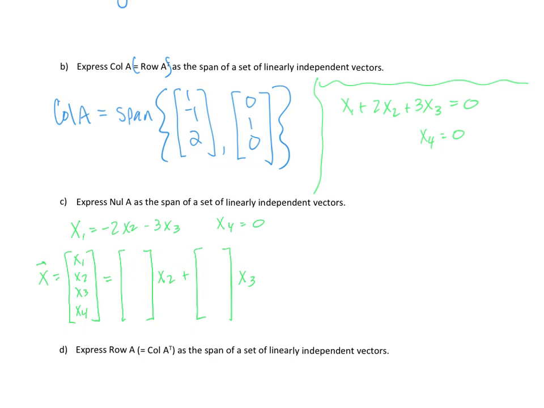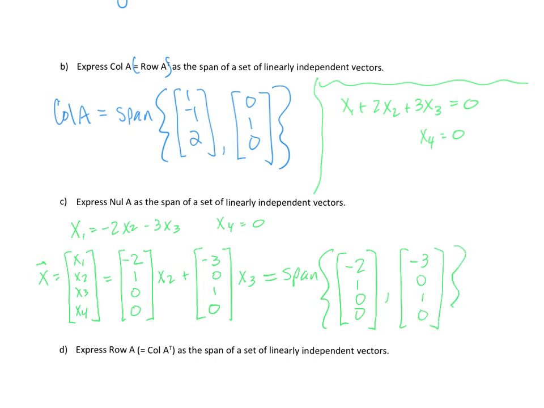Okay, x1 is negative 2x2 minus 3x3. x2 is free, so I'm going to put a 1 and a 0. x3 is free, 0 and a 1. And x4 is 0, so 0 and 0. Okay, so now this is the same thing as the span of those two vectors. Just a different way of writing the solution set.